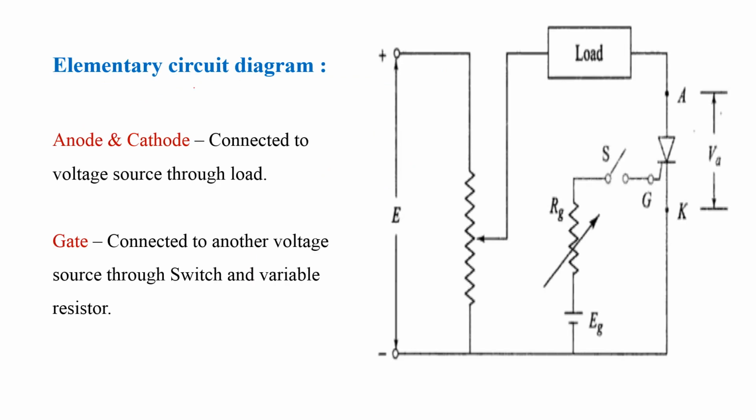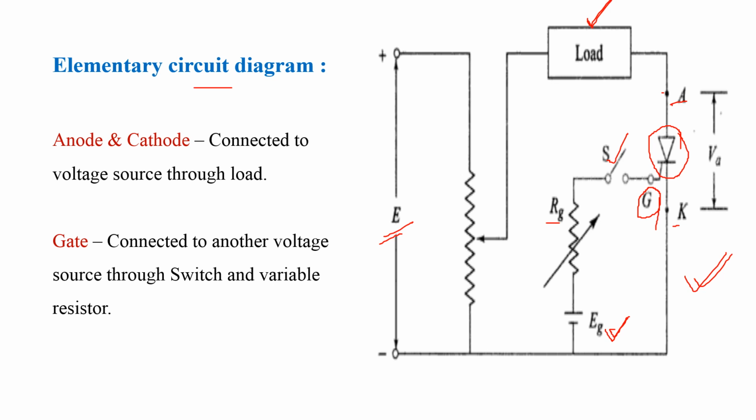Coming to the elementary circuit diagram, this is the elementary circuit diagram. This is the thyristor. The anode and cathode of the thyristor are connected to the external voltage source through a load, and the gate terminal of the thyristor is connected to one more voltage source EG through a variable resistor RG and a switch. That is the construction of the elementary circuit diagram.